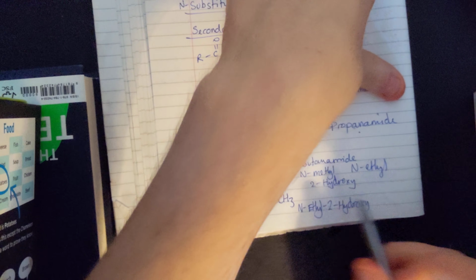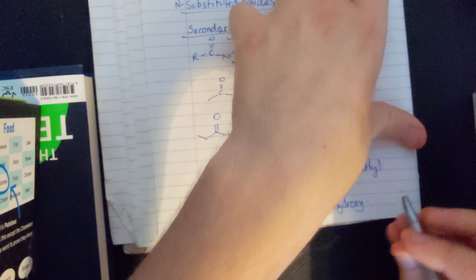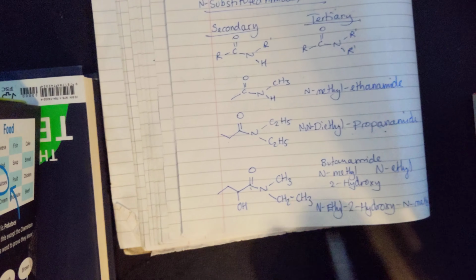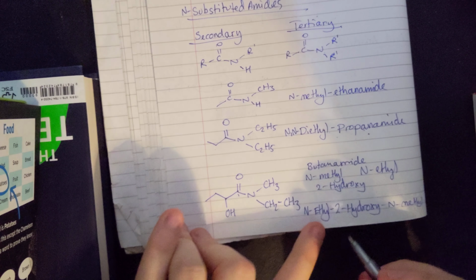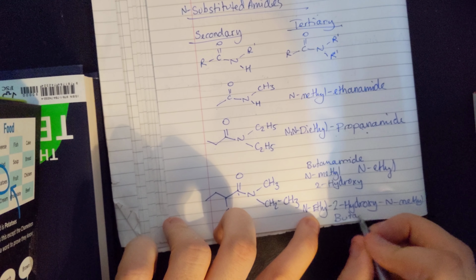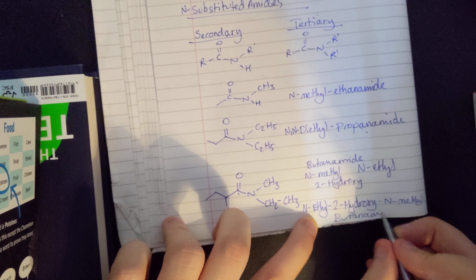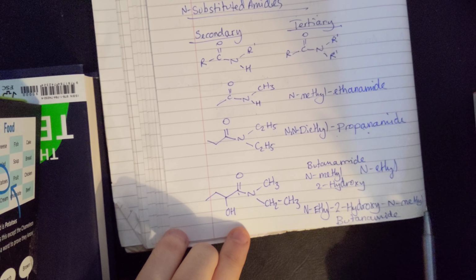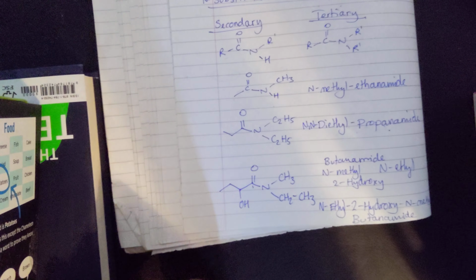I'll run out of space here. Then we've got our N-methyl. And then this would be continuing, preferably as one line, but I'm going to have to write it underneath. So then followed by butanamide. So this is N-ethyl, 2-hydroxy, N-methyl butanamide.